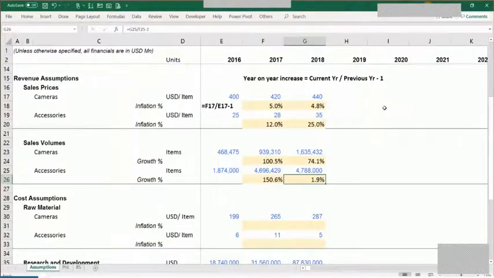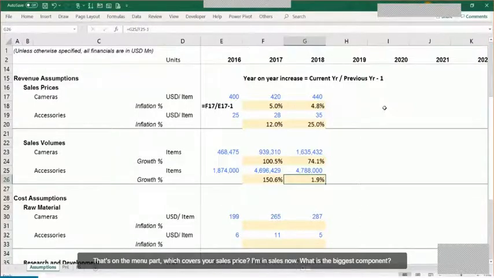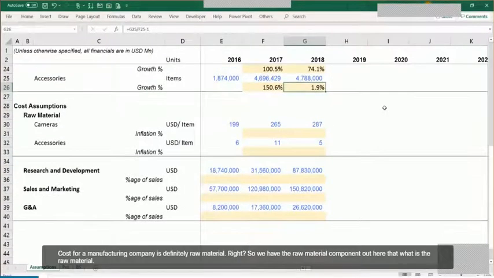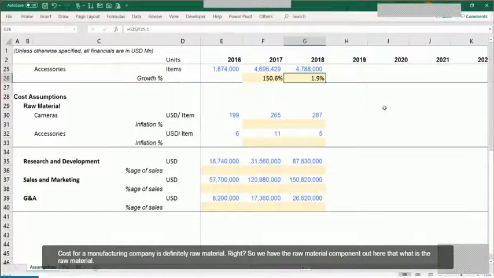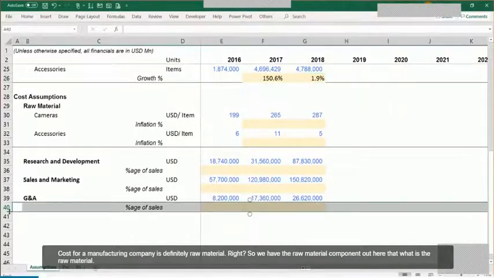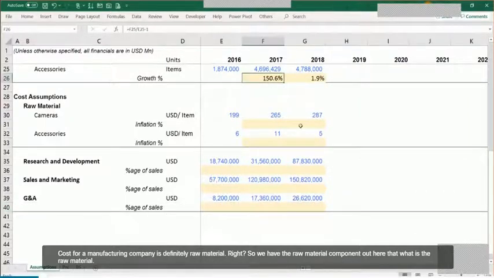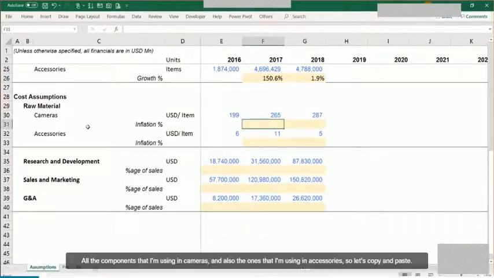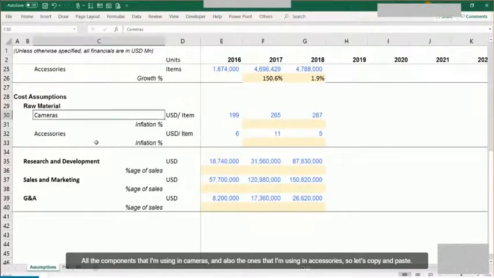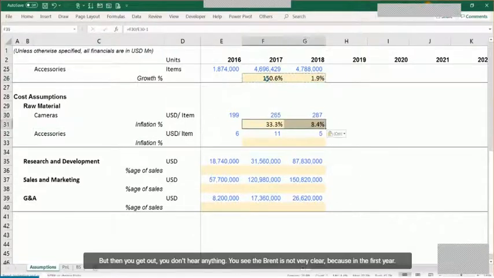That's on the revenue part, which covers your sales price and sales volume. Now, what is the biggest component in your cost? For a manufacturing company, it is definitely the raw material component, right? So we have the raw material component here: the raw material cost of the components that I'm using in cameras and also the ones that I'm using in accessories. Let's copy and paste the same formula and figure out the year-on-year increase.